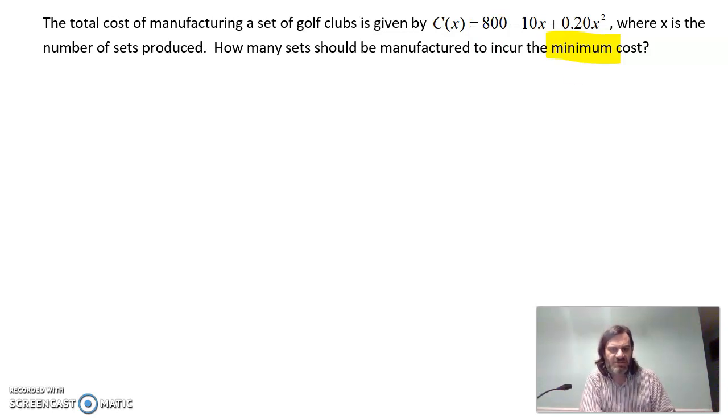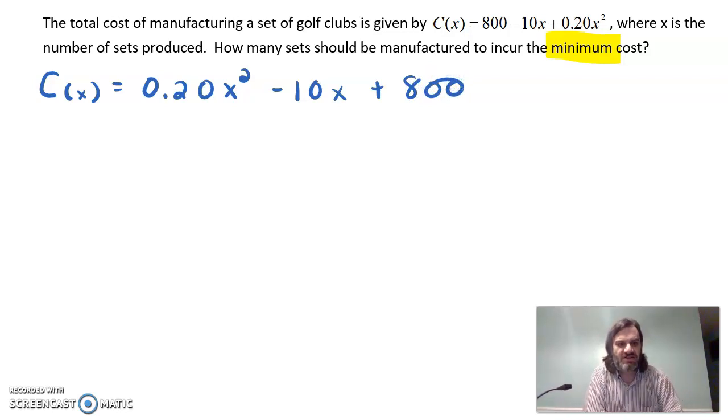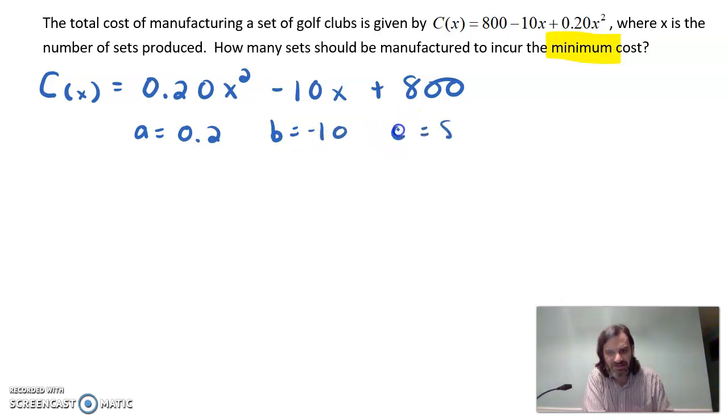Now probably the first thing I would do is take this function and rewrite it. There's nothing wrong with it, but it's in the form c, b, a, and that can be a little bit confusing, especially if you have to do a lot of work with it. So I'm going to rearrange it and make it 0.20x squared minus 10x plus 800, because if you're not paying attention, you'll identify the wrong a, b, and c. In that case, a is 0.2 or 0.20, b is negative 10, and c is 800.